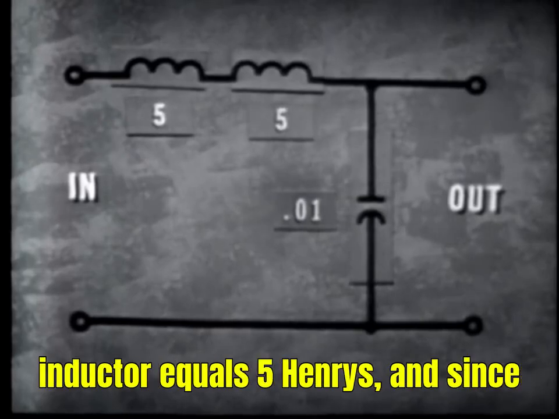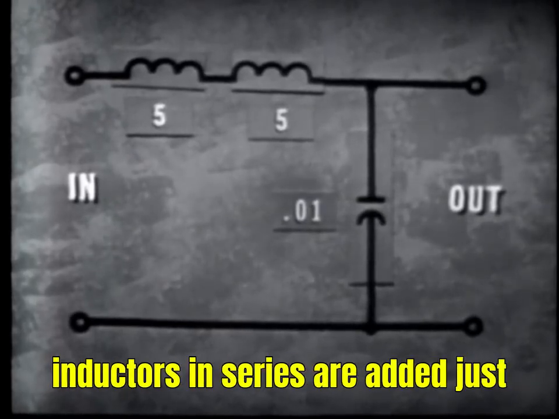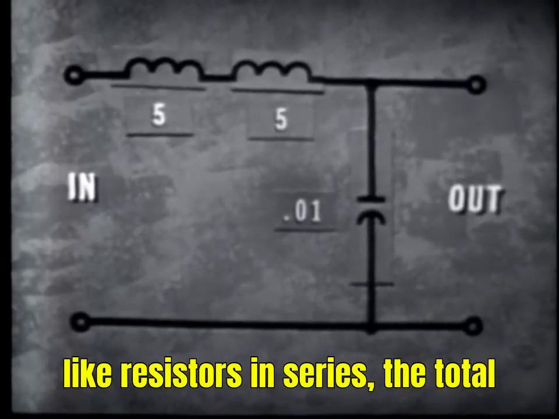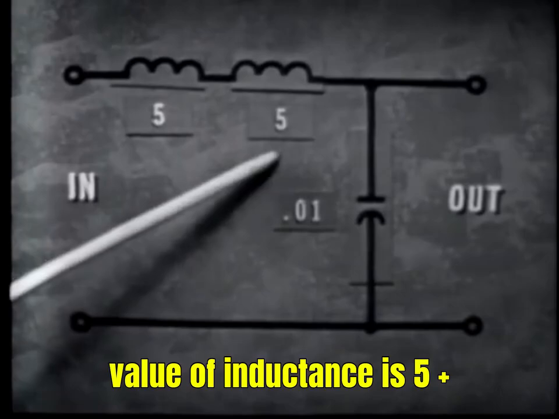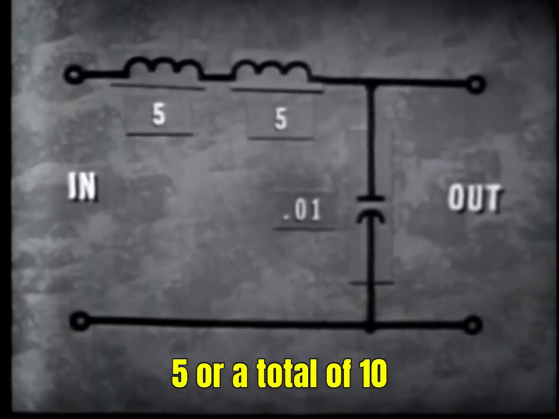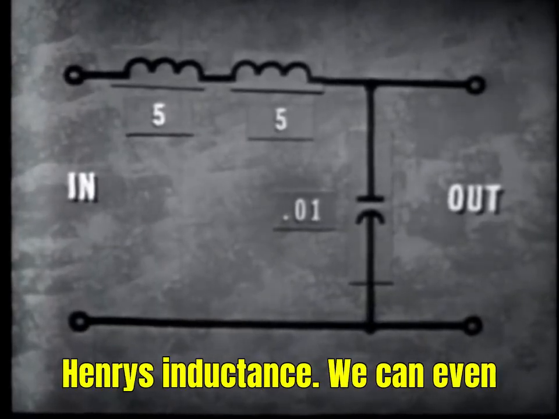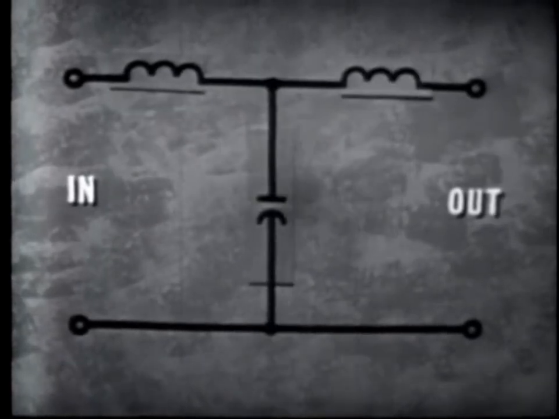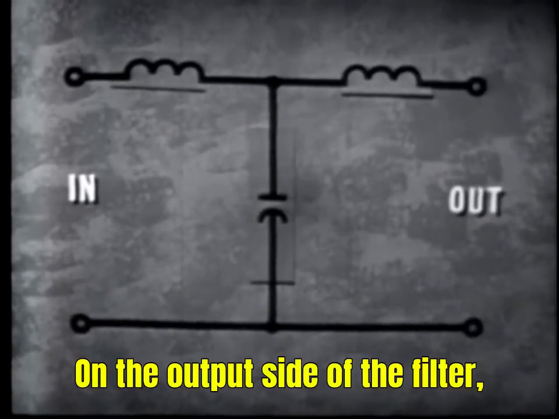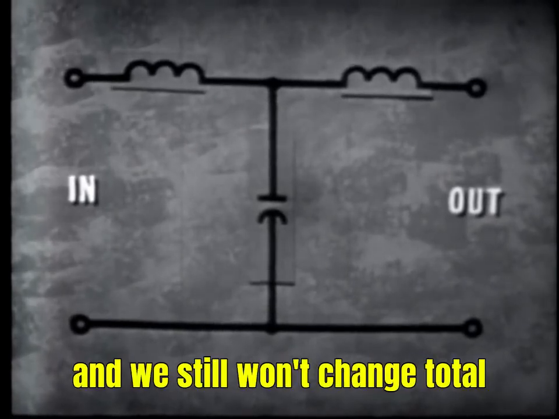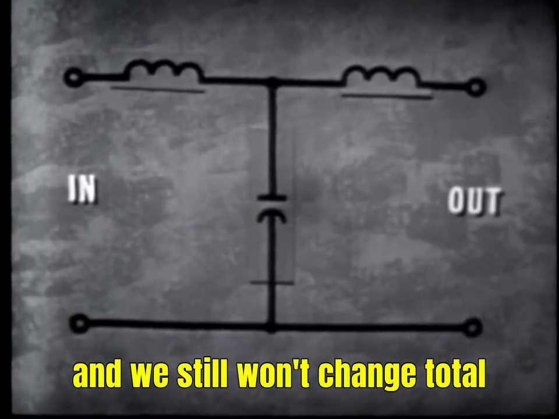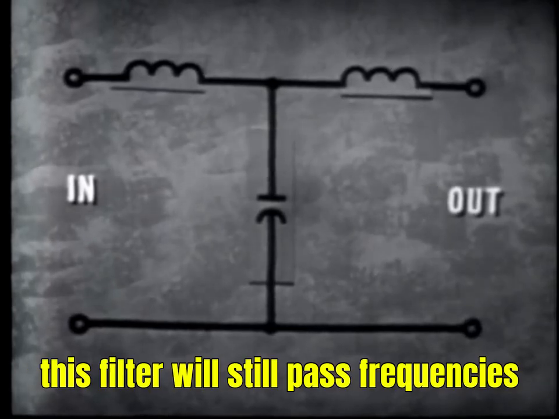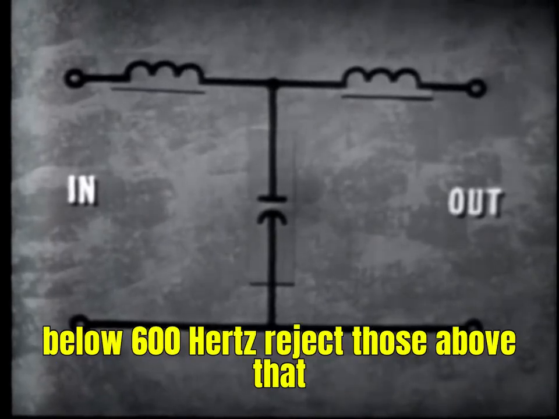Now, each inductor equals 5 henries. And since inductors in series are added just like resistors in series, the total value of inductance is 5 plus 5, or a total of 10 henries inductance. We can even move one of the inductors over here on the output side of the filter, and we still won't change total inductance. It's still 10 henries, and thus this filter will still pass frequencies below 600 hertz, reject those above that value.